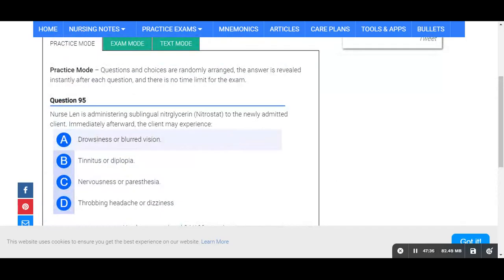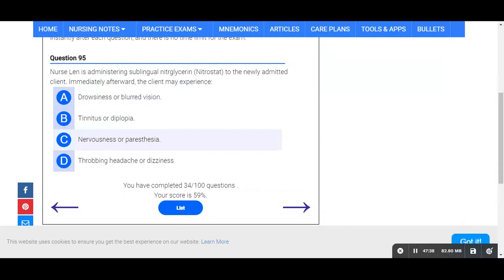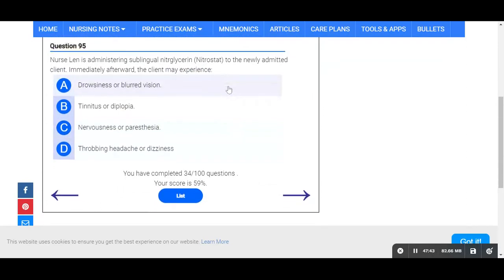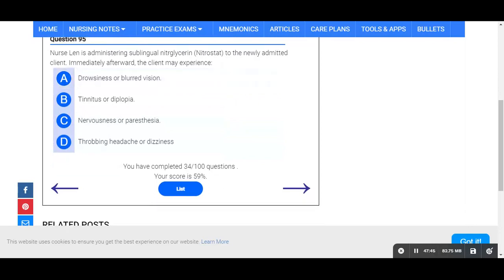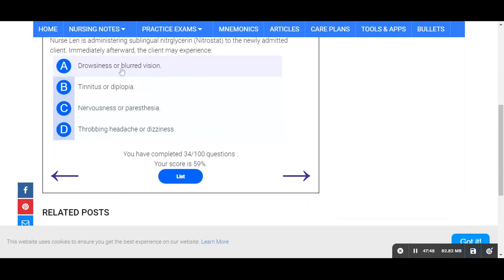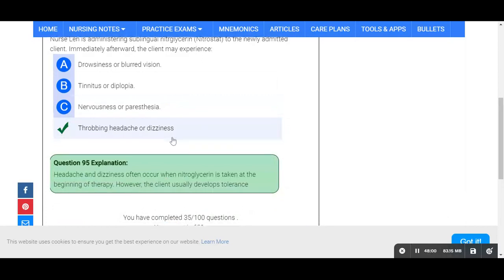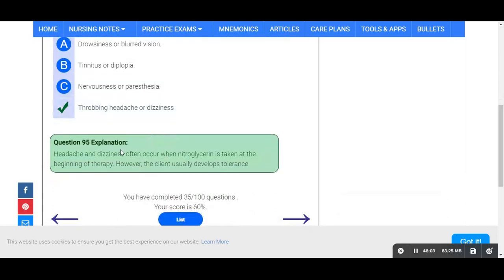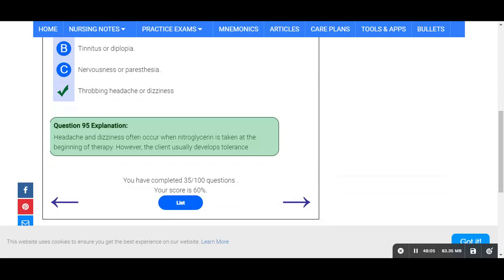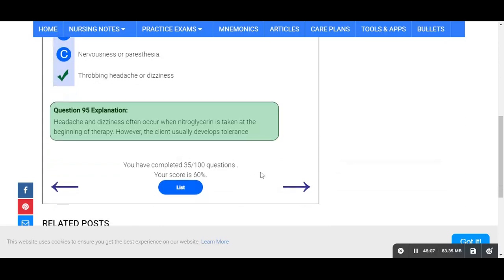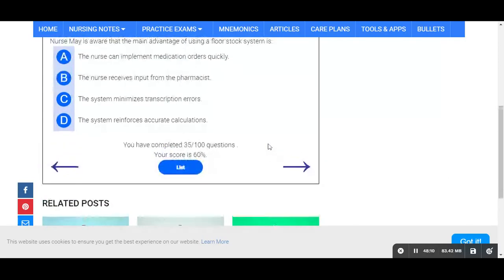And another one. Nurse Len is administering sublingual nitroglycerine, Nitrostat, to the newly admitted client. Immediately afterward, the client may experience drowsiness or blurred vision, tinnitus or diplopia, nervousness or paresthesia, throbbing headaches, or dizziness. So, okay, I got it correct. It's about throbbing headaches and dizziness. Headaches and dizziness often occur when nitroglycerin is taken at the beginning of therapy. However, the client usually develops tolerance later on.